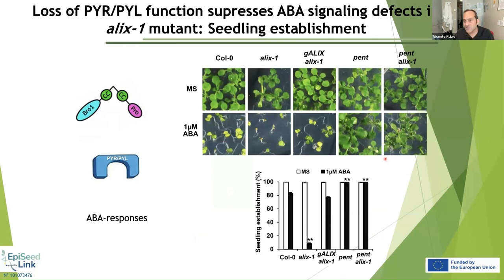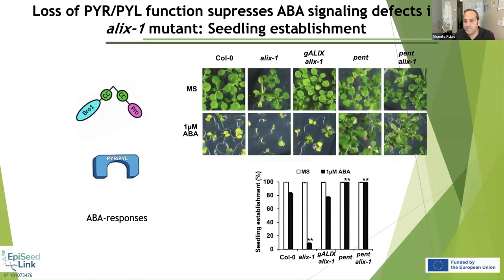And this is going to demonstrate that this depends on the activity of ALIX on the ABA receptors, these altered ABA responses. So we generated a mutant, a pentuple mutant for ABA receptors. So five ABA receptors are affected. You can see here they are pretty insensitive to ABA.